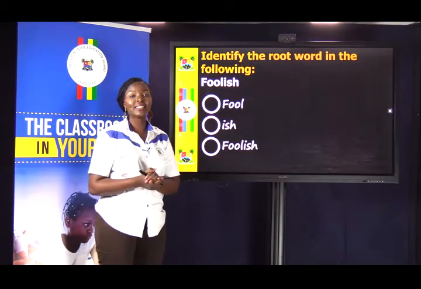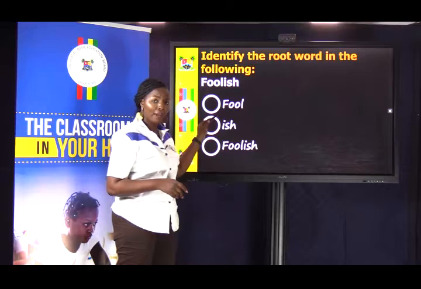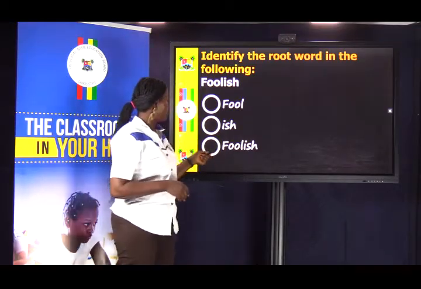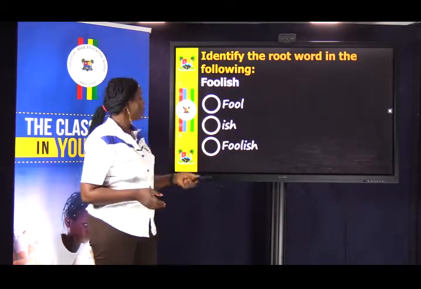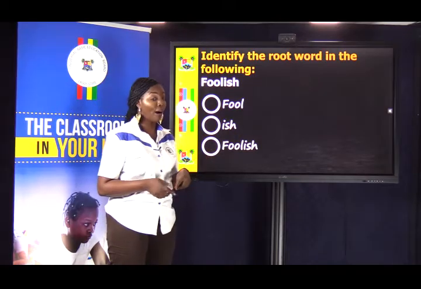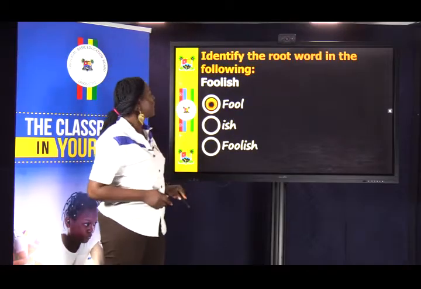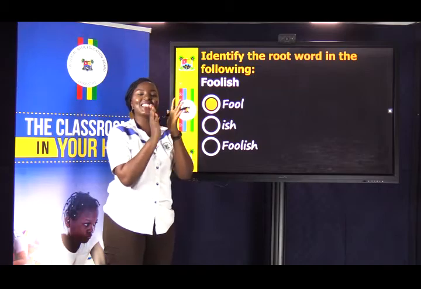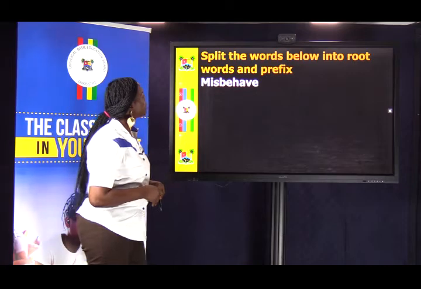I'm waiting. Oh, okay, you've chosen your answer. Did you choose A, fool? Did you choose B, ish? And C, the O word is just foolish. If you have chosen C, it is wrong. But if you have chosen A, foolish, you're correct. You're correct, and let me celebrate you with a cheer. Okay, to the next one.